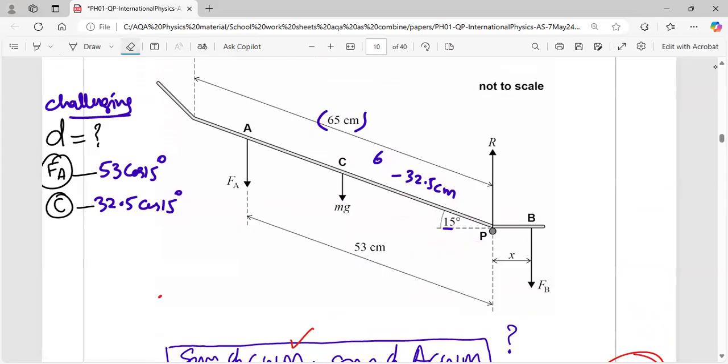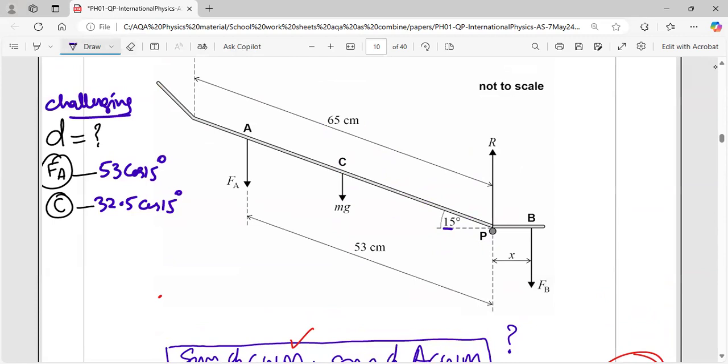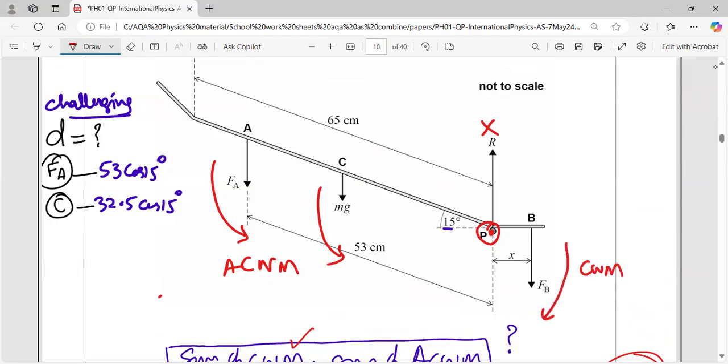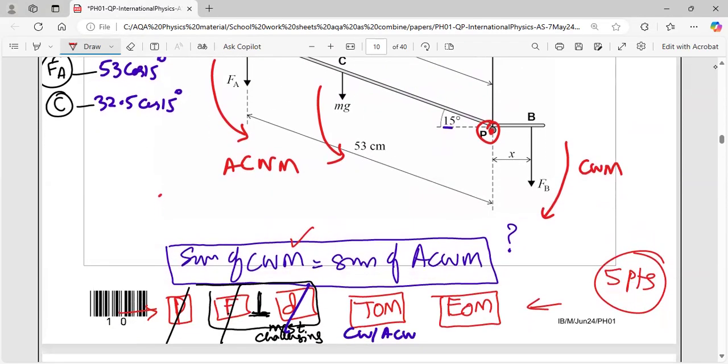And now what you do is you simply have to look for how many forces there are and what moment they are producing. So this is the pivot. Of course, these two forces, FA and mg, are going to produce anti-clockwise moment, right? And this R is not going to produce any moment because it is passing through the pivot, and this FB is going to produce clockwise moment. So we have identified that as well.